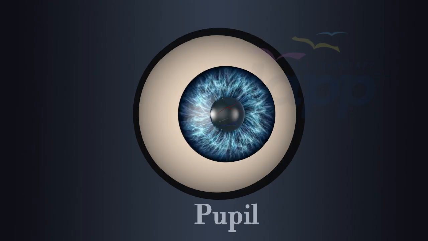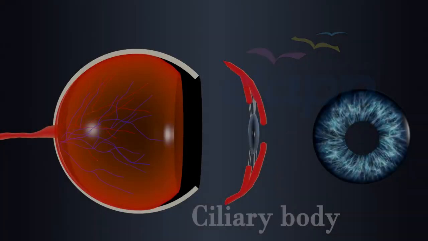Pupil. The pupil is the black circular opening in the center of the iris. Through this opening, light enters the eye. Pupil regulates the amount of light that enters into the eye by constricting or dilating its size with the help of muscles in the iris.